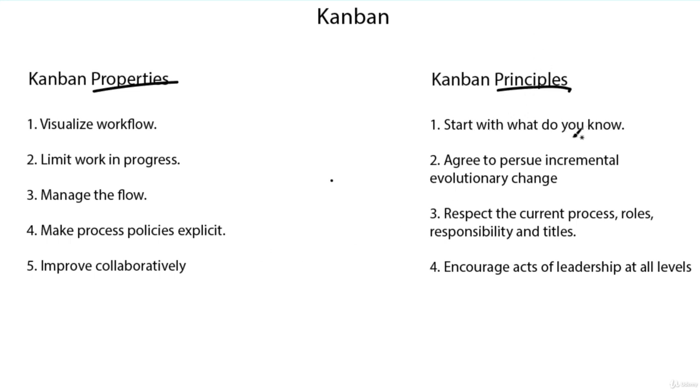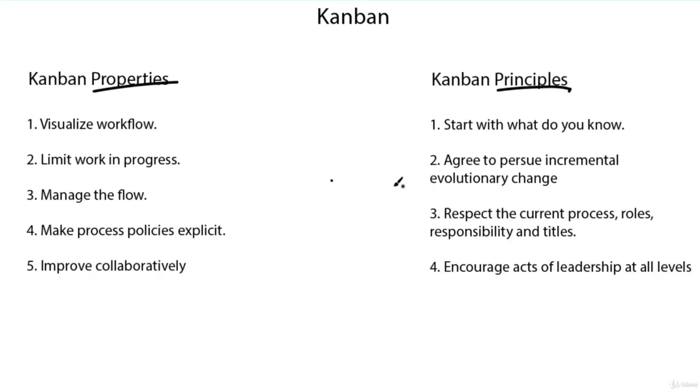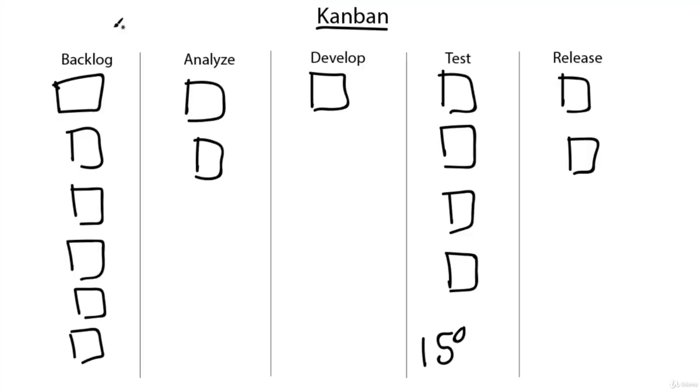We don't want to throw out everything and start completely from scratch. What we want to do is put this over, and implement a little change. Maybe our change is we're implementing a board like this so that we can actually start tracking progress, and then we move from there. From there, we agree to pursue incremental evolutionary change. What this means is we're not trying to change everything at once. We're not going to look at this and go, well, testing is obviously where the bottleneck is, let's hire 5 more testing engineers. That's a major change, and it might cause other problems down the road.